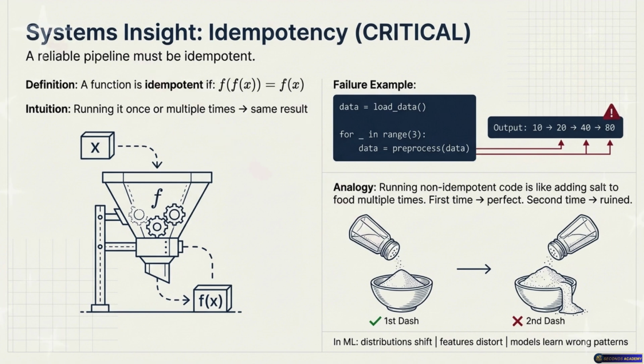The sources had a great analogy for this. Think of non-idempotent code like adding salt to a pot of soup. Oh, I love this one. Yeah, you taste the soup and it needs salt. You add a pinch, that's your first function call, and the soup is perfect. Delicious. But if you accidentally run that function again and add a second pinch of salt, the meal is ruined. The state has been irreparably altered by that second application. Right. You can't unsalt the soup.